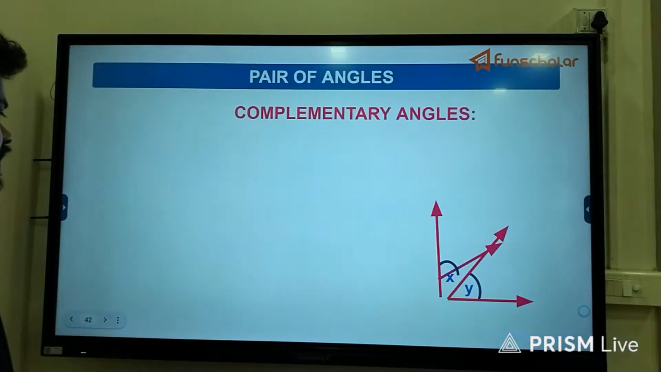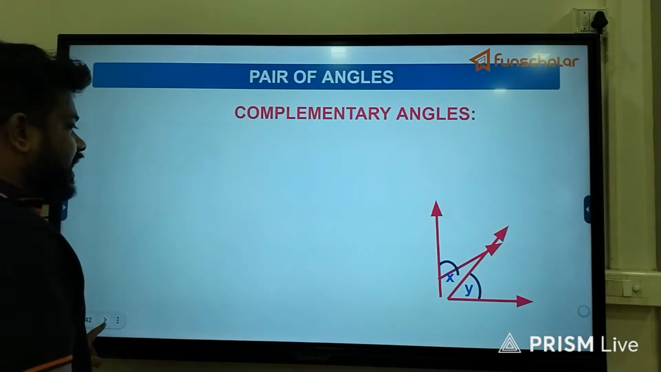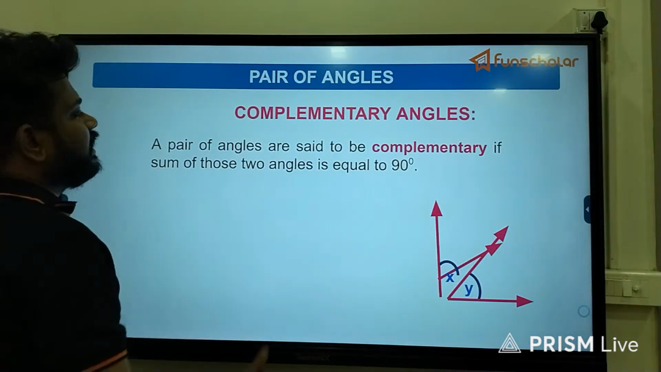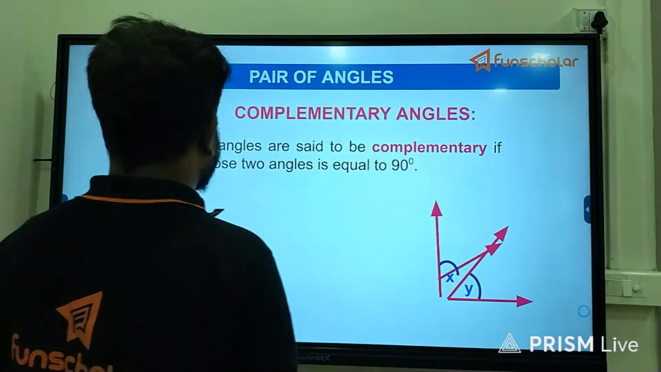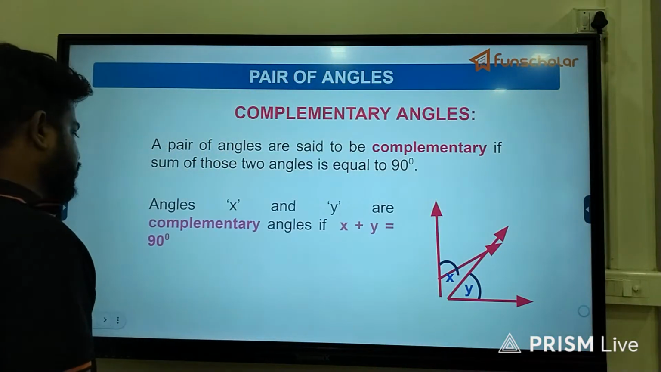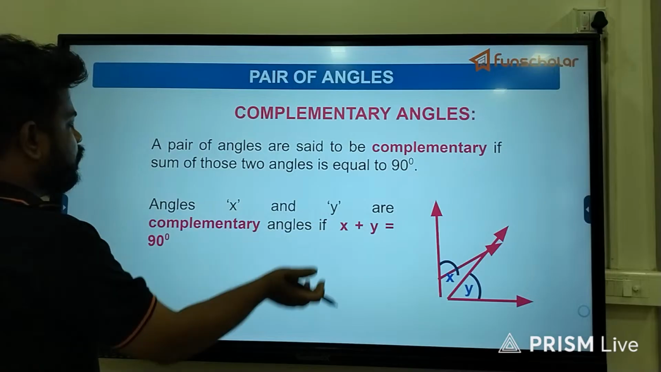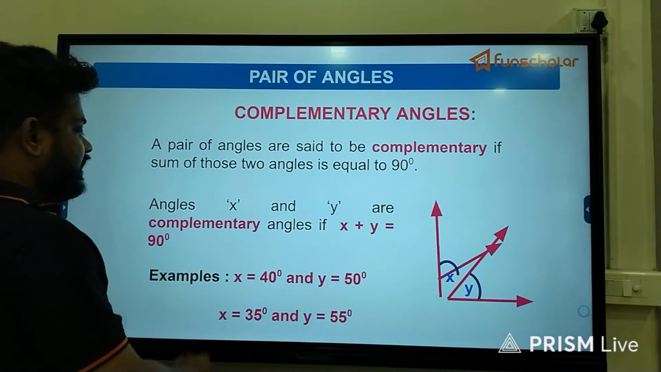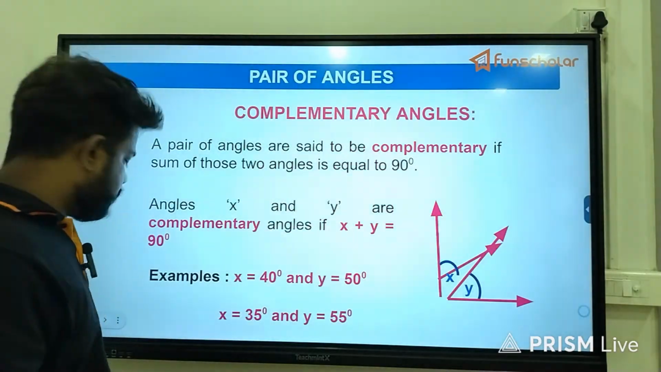Next, complementary angles. The definition of complementary angles is this: a pair of angles are said to be complementary if the sum of those two angles is equal to 90 degrees. So angles x and y are complementary angles if x plus y equals 90. And the example will be like this.